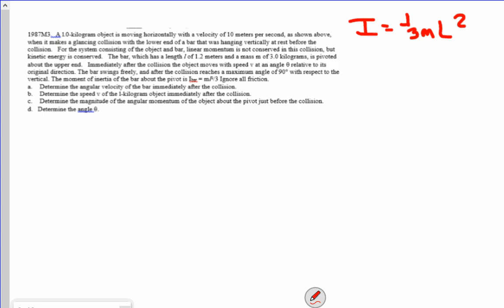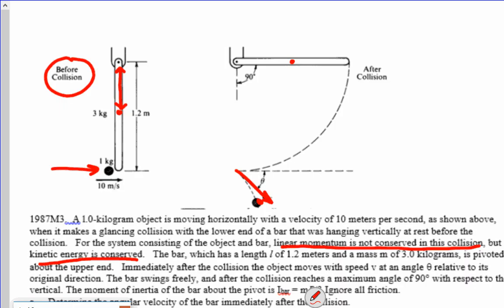No trouble. Okay, so question A says, determine the angular velocity of the bar immediately after the collision. So what you have to figure is after the collision, let's isolate it. I don't honestly care about anything going on over here. What I know after the collision, I don't care what's happening over here. I want to know this bar has some velocity at this point, and it has no velocity at this point because all of my velocity has turned into energy. And in fact, I just put the wrong velocity down.